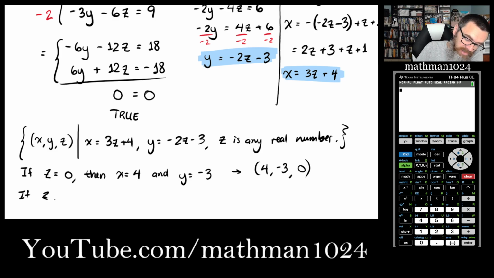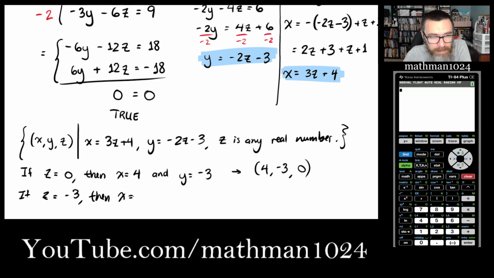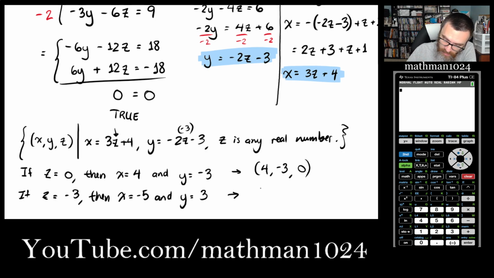So suppose z equals, let's say, negative 3. Then that would mean that x equals, if I plug in negative 3 right here, negative 9 plus 4 is negative 5. And if I plug negative 3 in here for z, for the y, we get 6 minus 3 is 3. So another solution would be x is negative 5, y is 3, z is negative 3. So we have an infinite number of solutions. So if you were tasked with finding at least one solution, you could just do that.